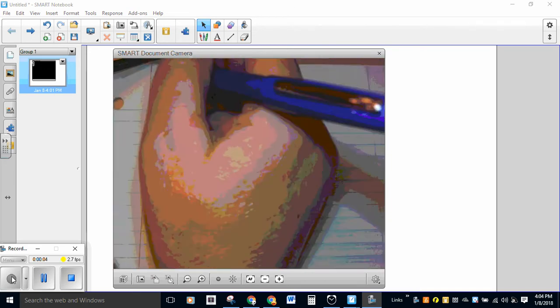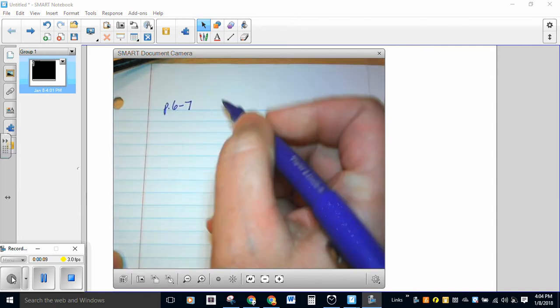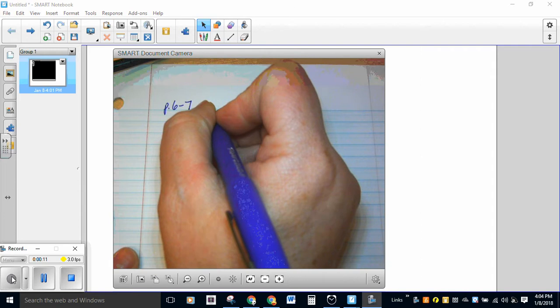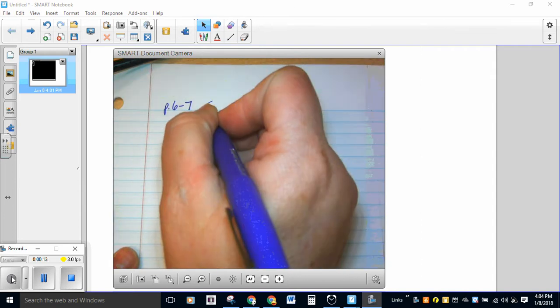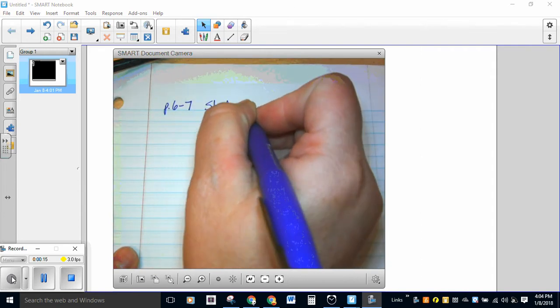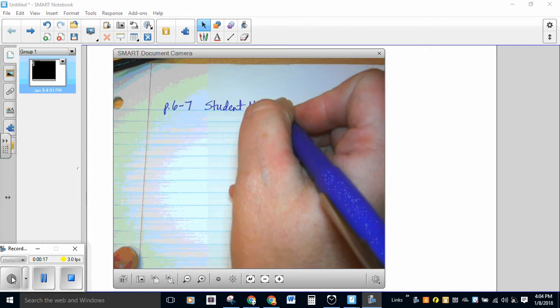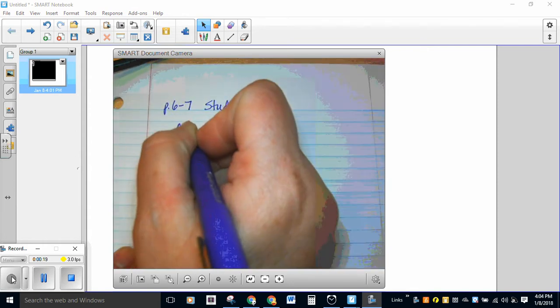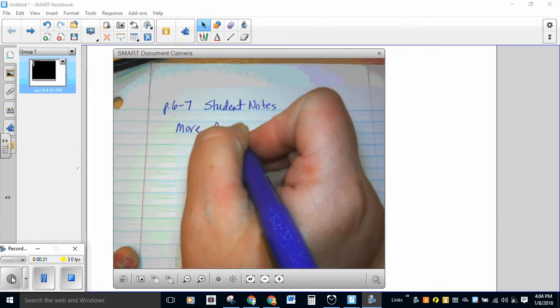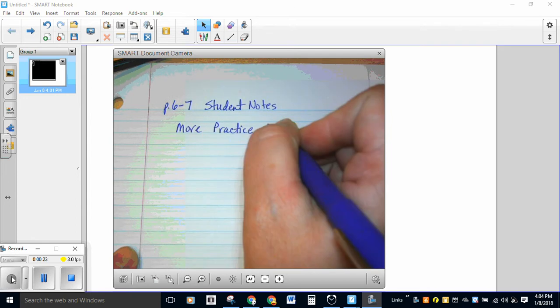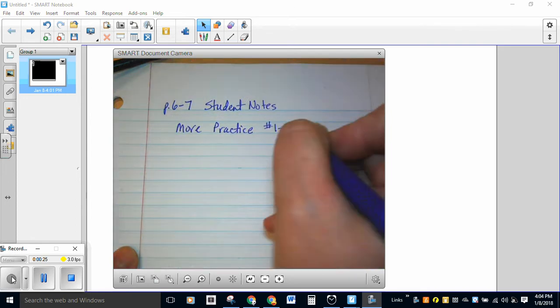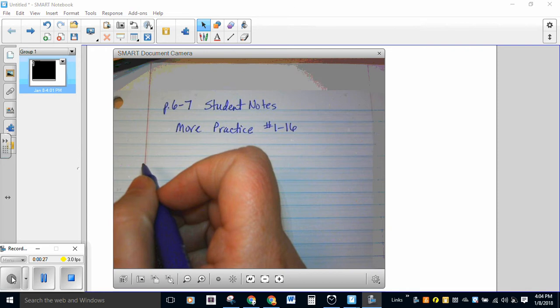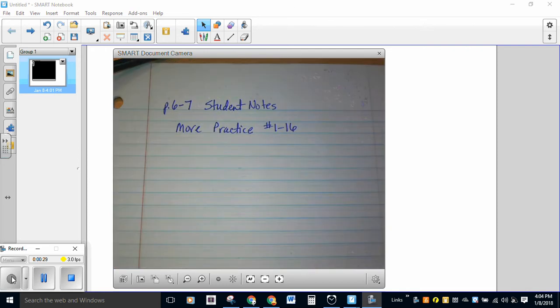Okay, this is how I'm going to go over and set up for doing page 6 through 7 from your student notes. It's titled More Practice, and you're going to do numbers 1 through 16. And I'm going to post those instructions as well.